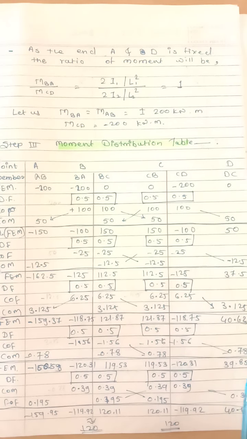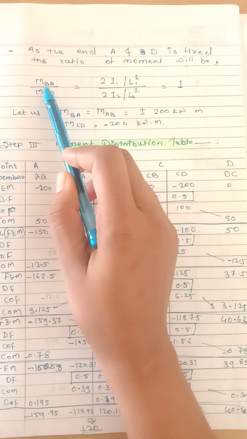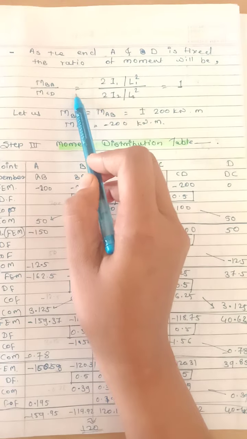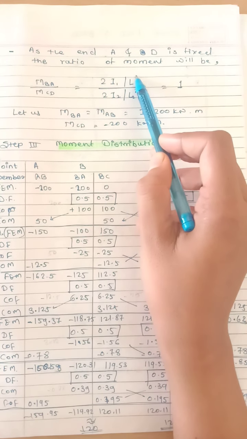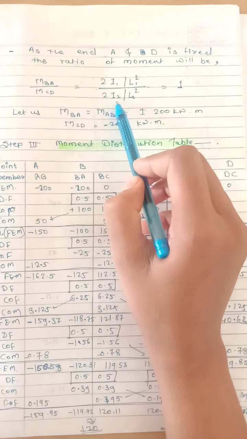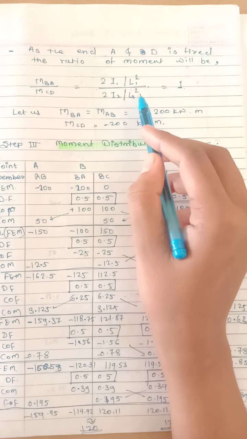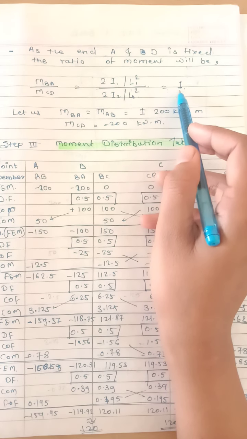As ends A and D are fixed, the ratio of moments will be: moment at member BA divided by moment at member CD is equal to 2I1 divided by L1 squared, divided by 2I2 divided by L2 squared. Here the length is the same, so the answer is 1.